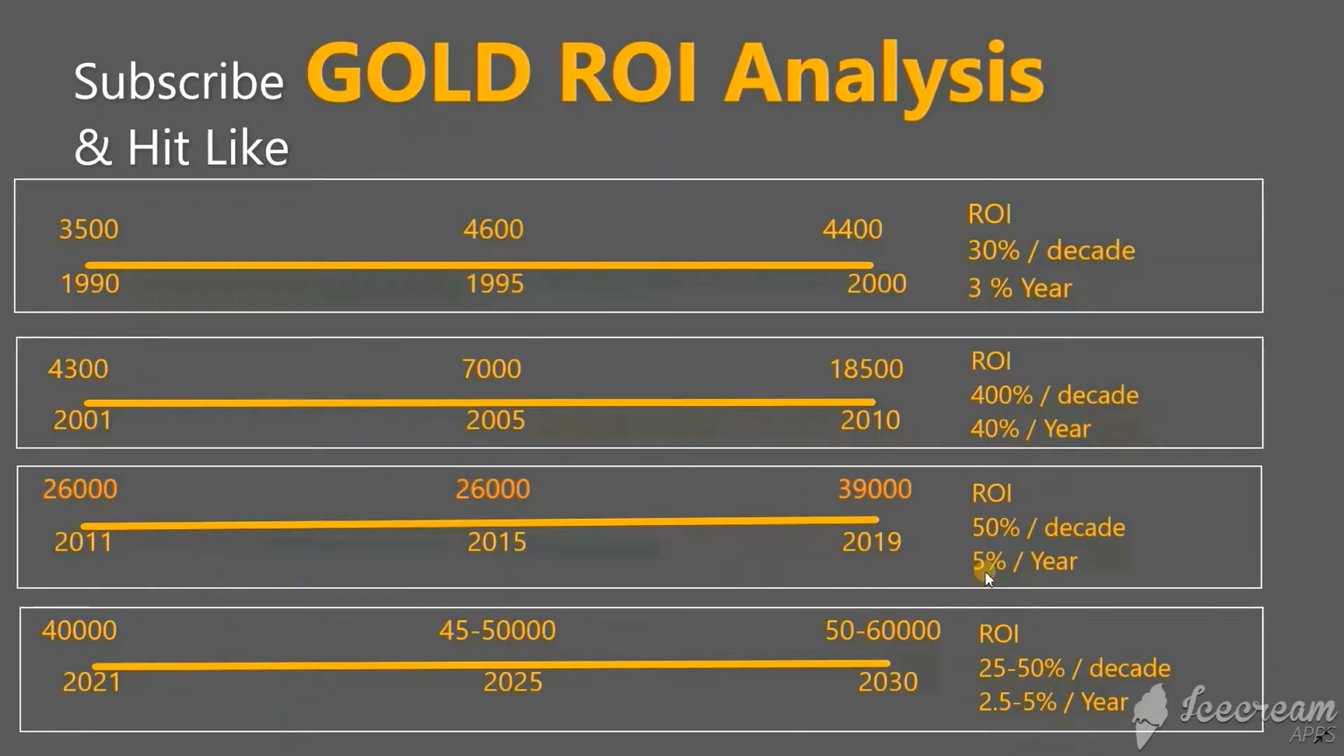So the yearly appreciation in the gold price is 5%. Now based on these data, we can predict the future appreciation. Okay, so let's assume in 2021 this will be the price. Okay, in 2025, in 2030, this will be the price.